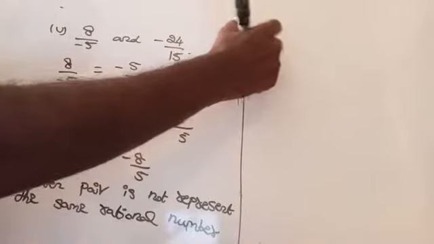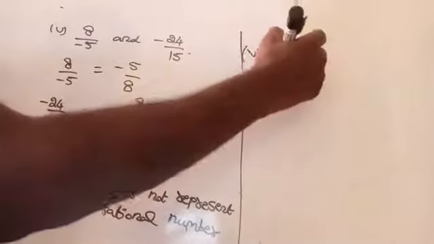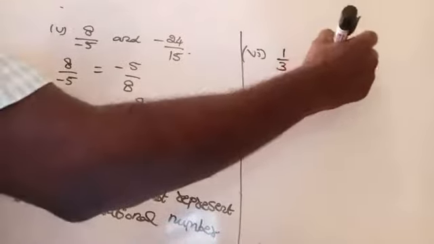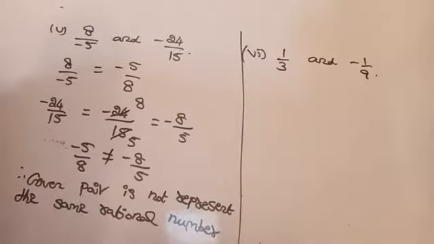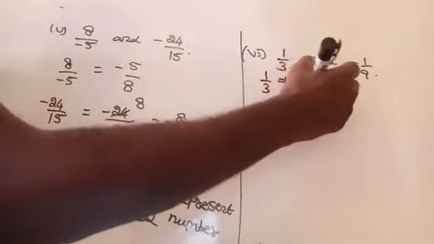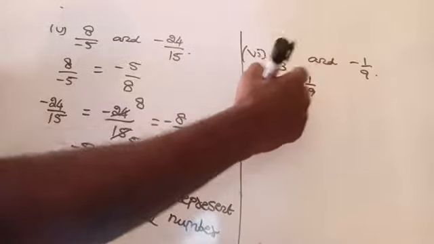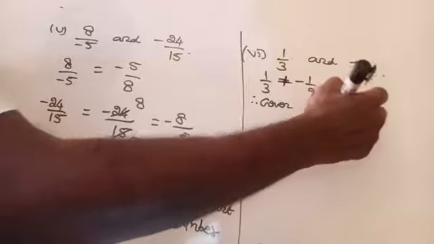Then the sixth part is 1 by 3 and minus 1 by 9. Here 1 by 3 is not equal to minus 1 by 9. Am I right? Therefore, the given pair does not represent the same rational number.